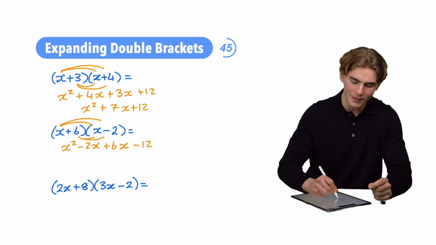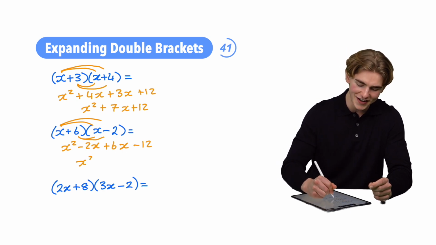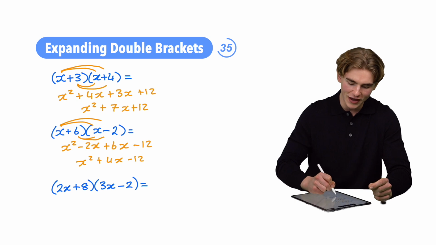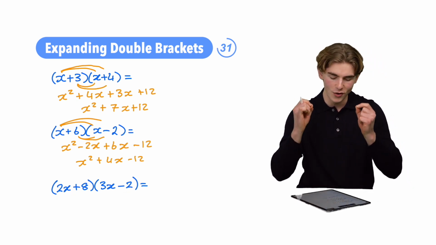Then we can simplify minus 2x plus 6x, that's going to give us plus 4x, so we're going to have x squared plus 4x minus 12 as the answer to our second one. And finally, we have (2x + 8) times (3x - 2), the hardest one so far. What's it going to be?